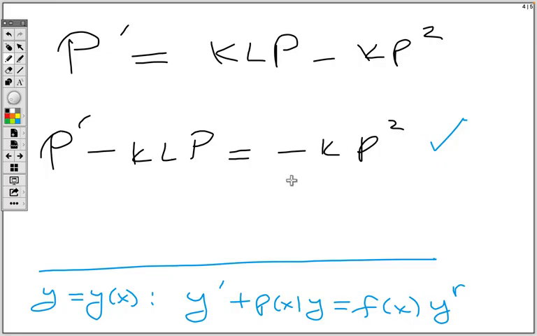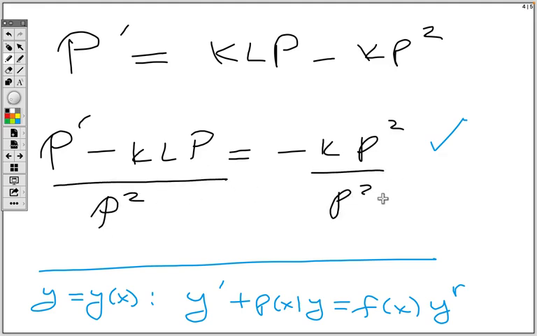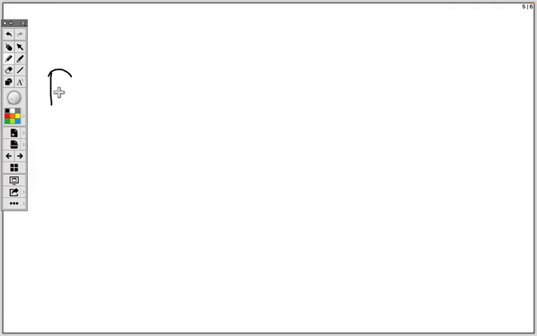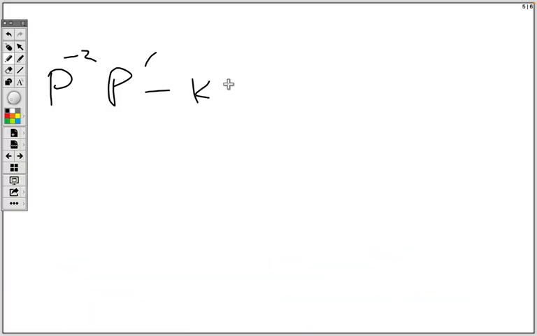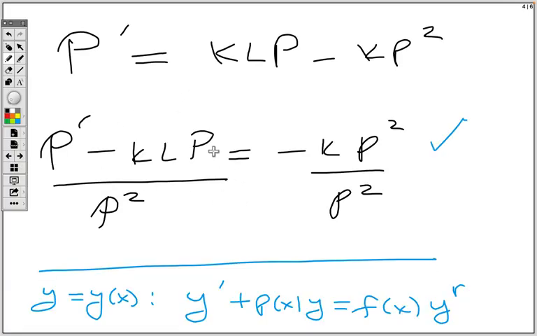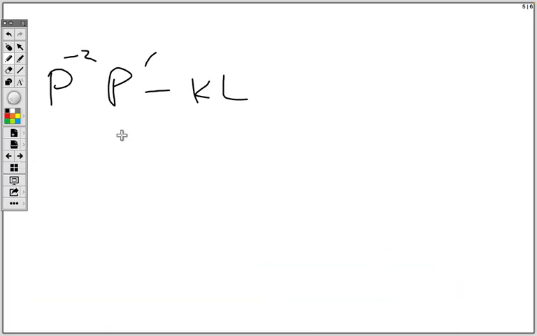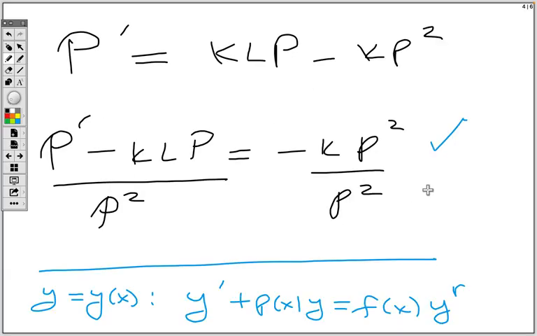Yep, the p squared. So divide both sides by p squared. So I'm going to get a p to the minus 2 p prime minus KL. And what do I get when I take p divided by p squared? P to the minus 1 equals, and then I just get the minus k over here.